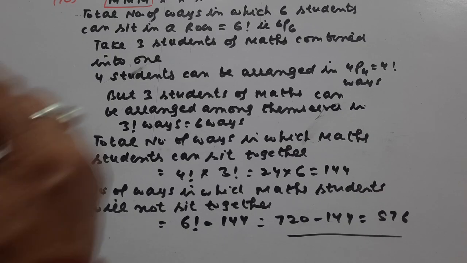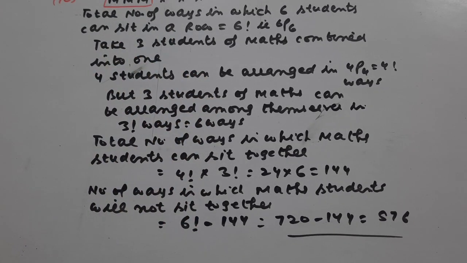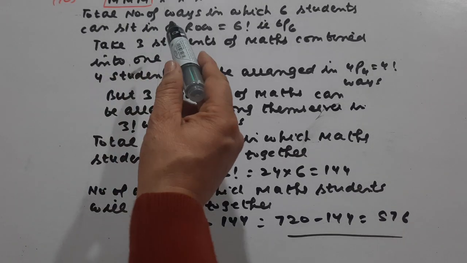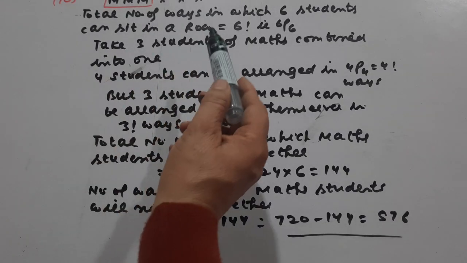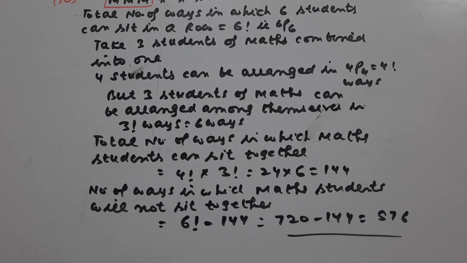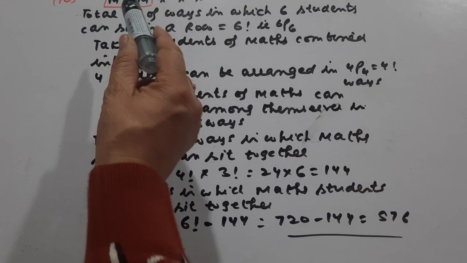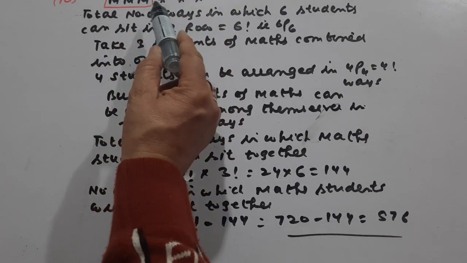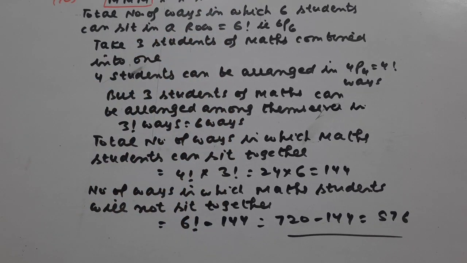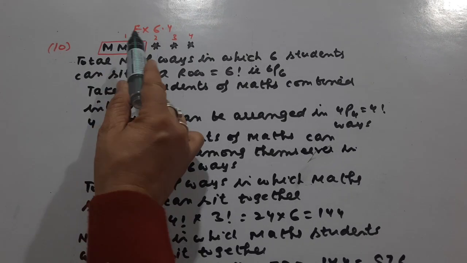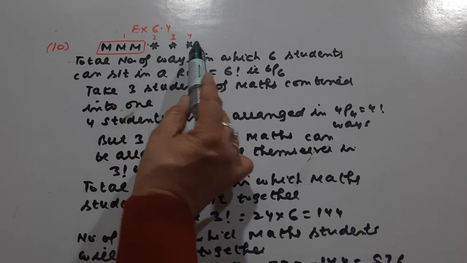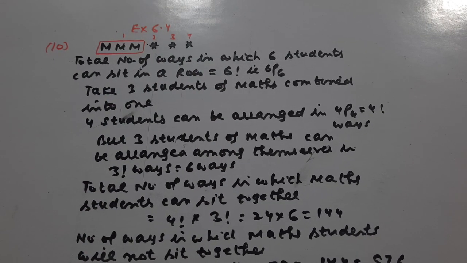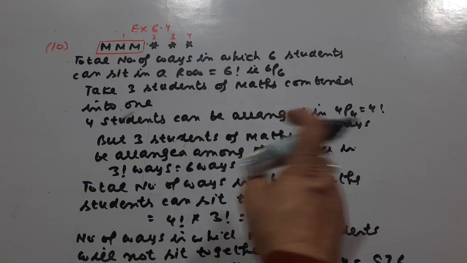So first of all, we find the number of ways in which these 6 students can sit when there is no restriction. So 6 students can sit in a row in 6 factorial ways. Now when we combine the 3 students of maths as one, we are left with 4 students. We have 4 students, and 4 students can be arranged in 4 factorial ways, right?